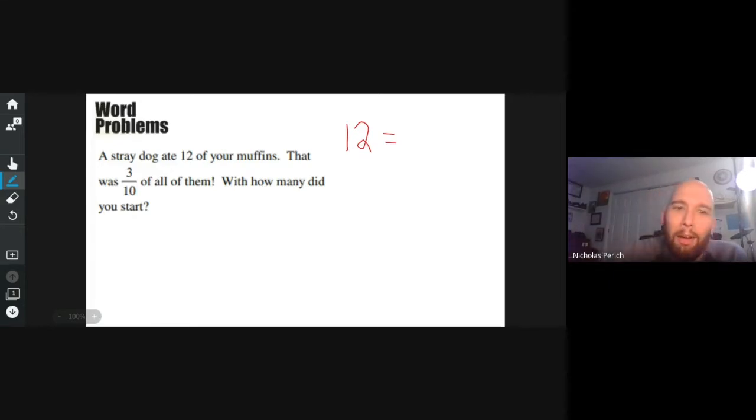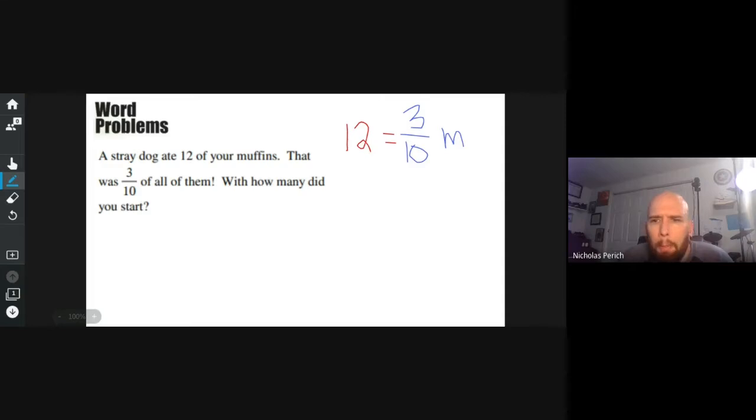Yay! So 12 muffins is 3/10 of all of them. I don't know why I said 2/3. So I'll put M for muffins. 12 is 3/10 of my muffins.